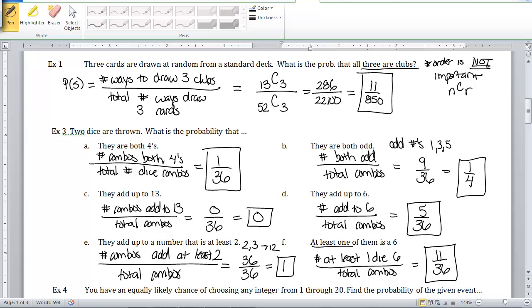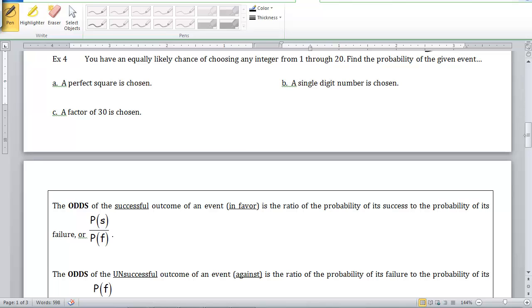On D, you should have found 5 times where the values add up to 6. Out of 36 doesn't simplify, so we leave it 5 over 36. Similar in F, there are 11 times where at least one of the dice is a 6. Out of 36 is 11 over 36. Let's now take a look at example 4.